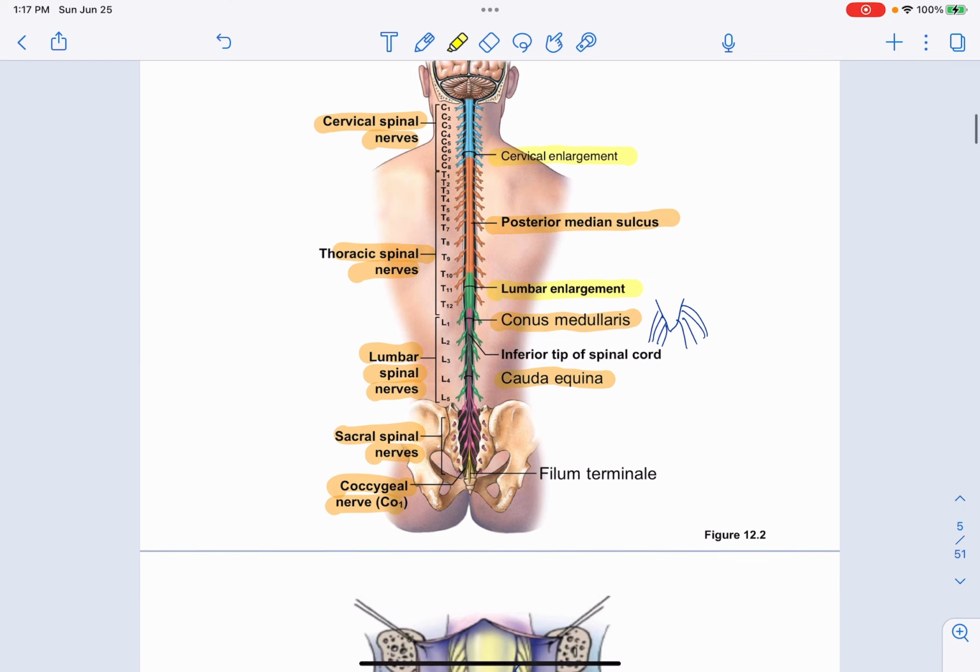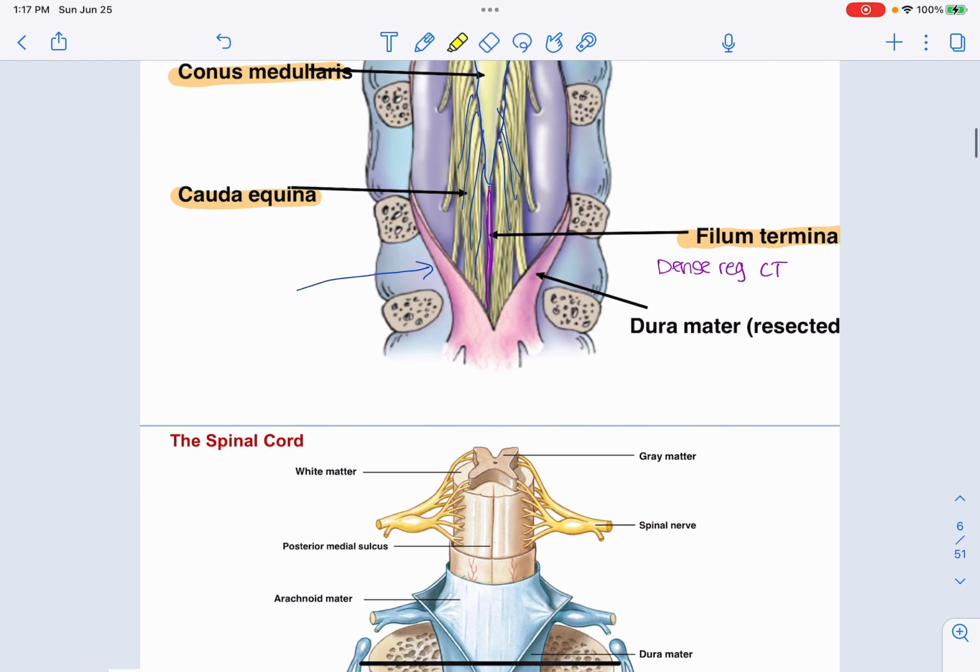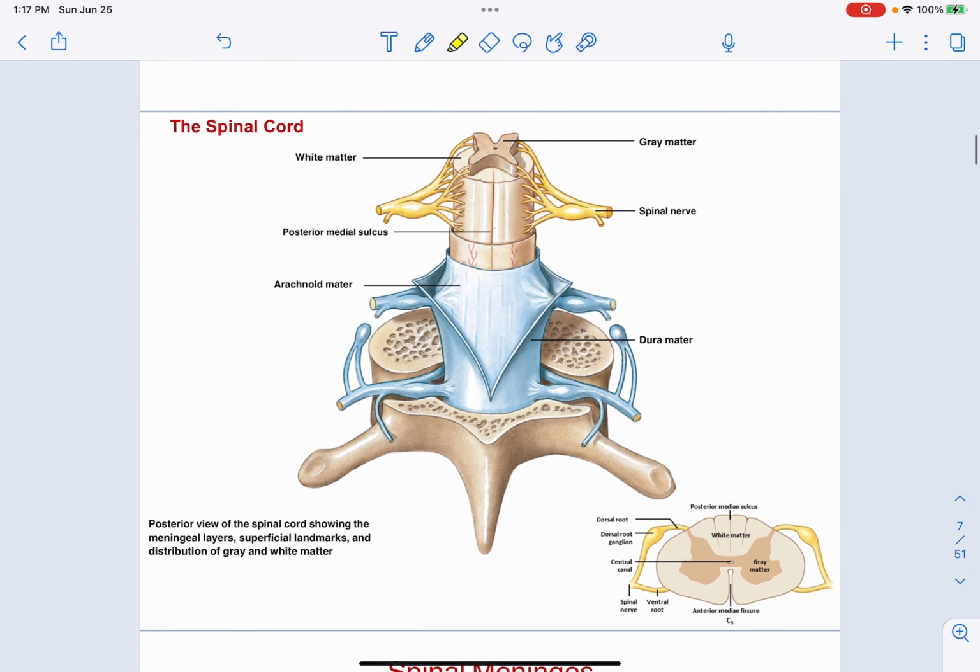All right, and now we're going to take a deeper look at the spinal cord in this image to get a better understanding of the anatomy. Now you can see the spinal cord, which is surrounded by a vertebra. You can tell that it's a thoracic vertebra because you can see the costal facets right here on each side. You can also see the spinous process right here, so you know that this is a posterior view.